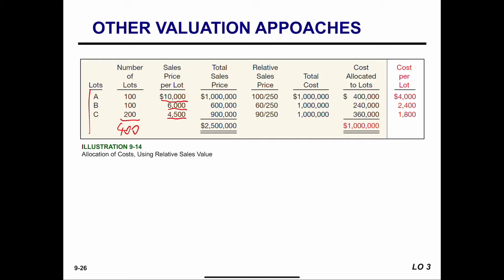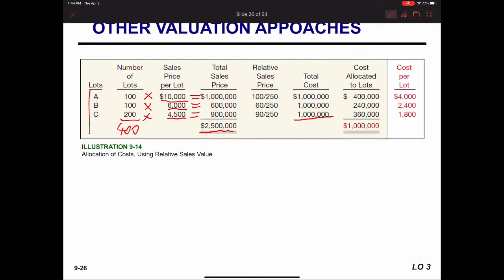Next is to determine the cost. We know the total cost is $1 million. We first multiply the price per lot by the number of lots. We can get the total market price of the land: for grade A it is $1 million, grade B $600,000, grade C $900,000. So the total market price of these 400 lots is $2,500,000. $2,500,000 is the total revenue of the 400 lots.